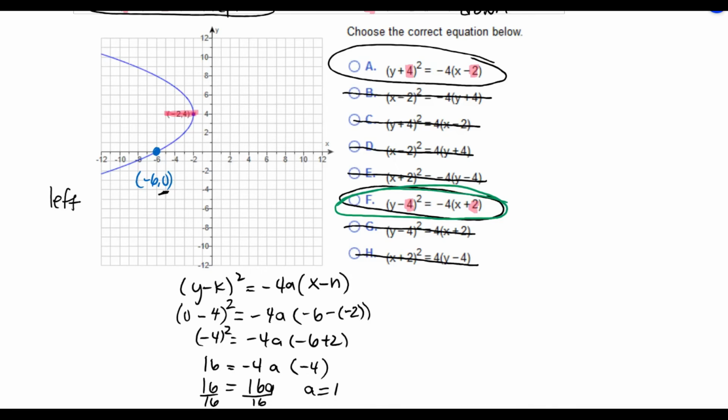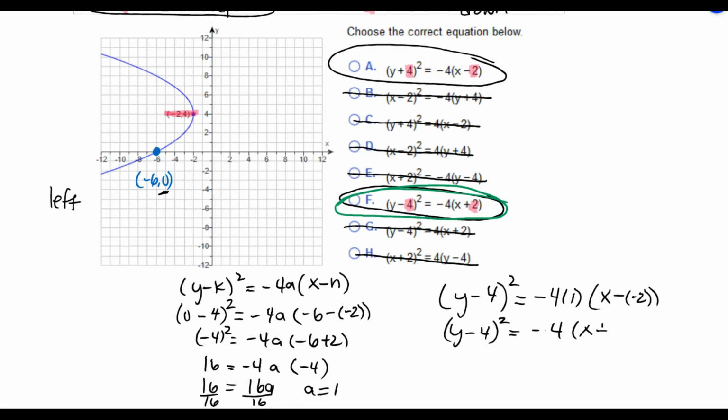So then I would be able to fill in the k from the vertex, the a that I just figured out, as well as the h from the vertex, and I would have the equation of that parabola. So the equation is y minus 4 squared equals negative 4 times x plus 2.